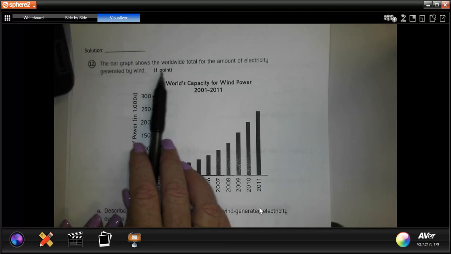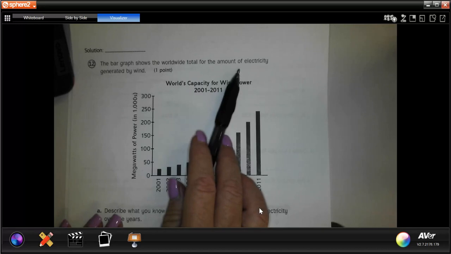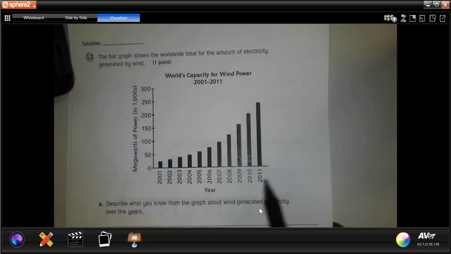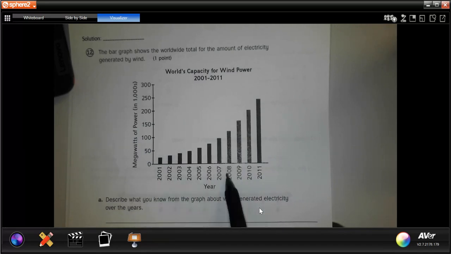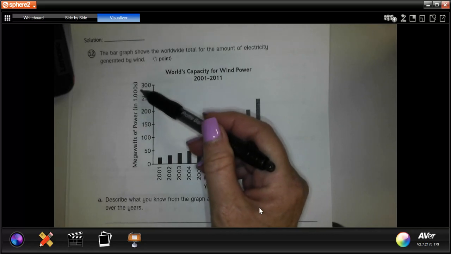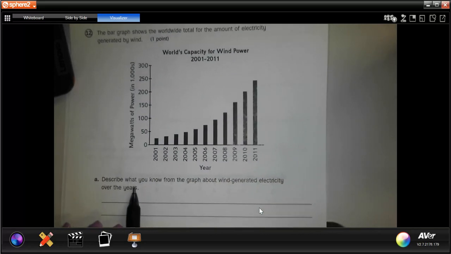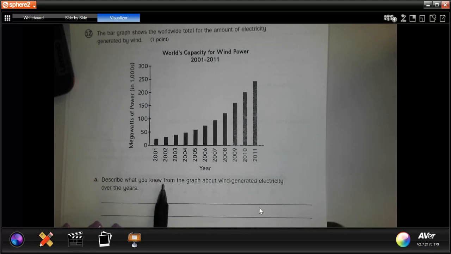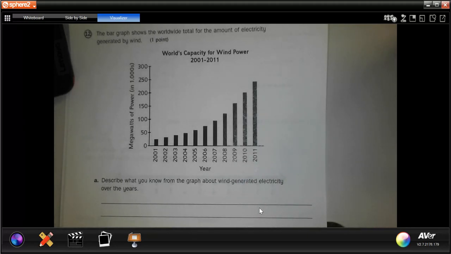The bar graph shows the worldwide total for the amount of electricity generated by wind. So here's your bar graph. The years are here, 2001, 2002, 3, 4, 5, all the way to 2011. And here's the megawatts of power in thousands. First question says, describe what you know from the graph about wind-generated electricity over the years. So the year started at 2001. What do we see happening over the years to 2011? Pause your video and answer that question.